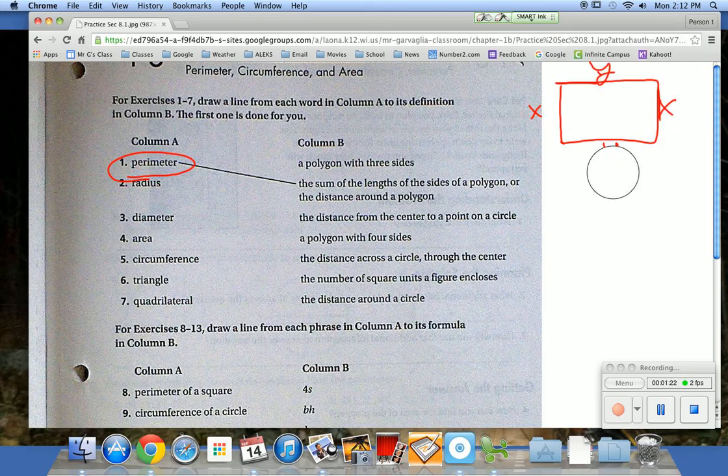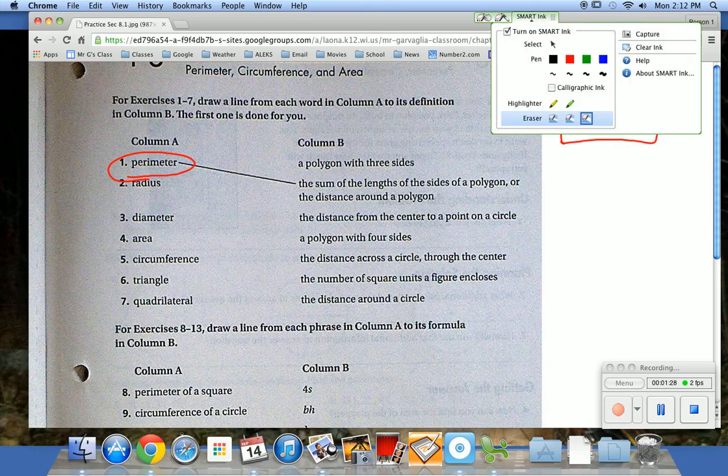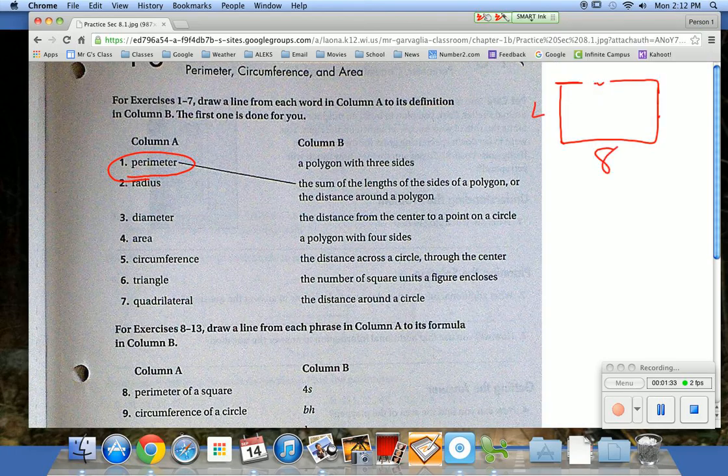So if I took this and I said, this is 8 and this is 4, could I tell the perimeter around this polygon? How could we tell, Tristan? Right? And then what would my perimeter be? 8 plus 4 is 12, right? 12 plus 12 is 24. We know that my perimeter now is 24. That's the distance all the way around. Okay?